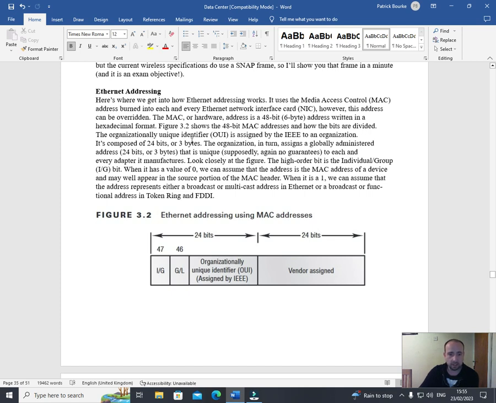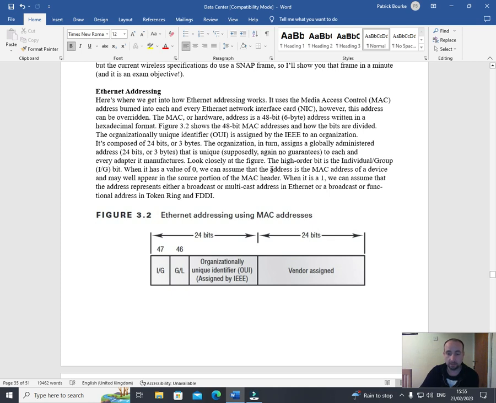The organizational unique identifier OUI is assigned by the IEEE to an organization. It's composed of 24 bits or 3 bytes. The organization in turn assigns a globally administered address, 24 bits or 3 bytes, that is unique. Supposedly, again, no guarantees, to each and every adapter in manufacturers.